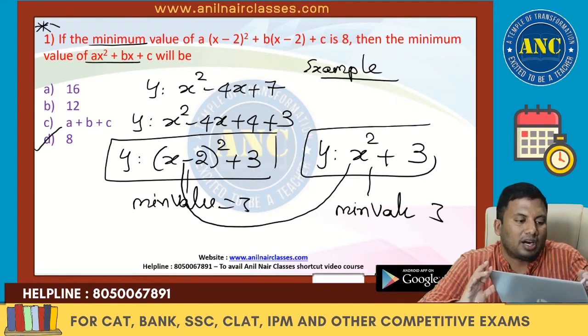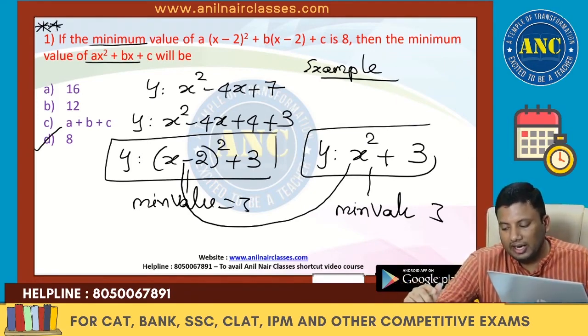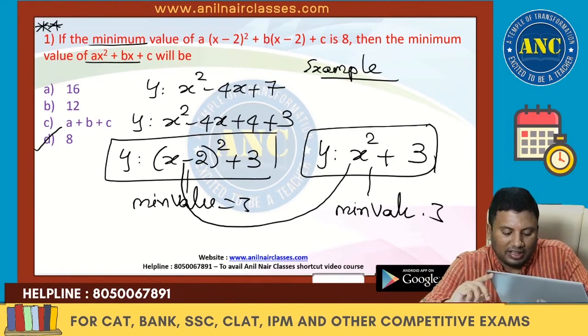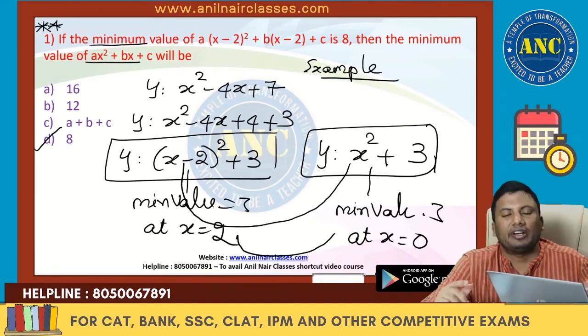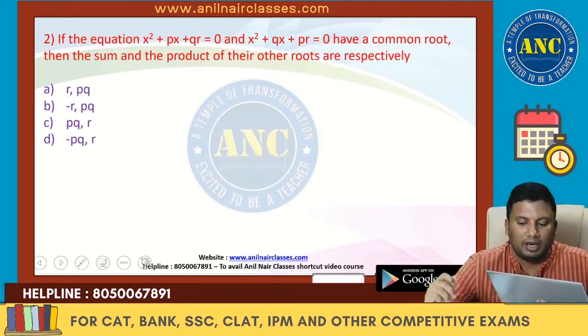Put a star mark on this question. People will think that it is a difficult question. It is an easy question if you understand it. The minimum value for this is 3 at x equivalent to 0. The minimum value here is 3 at x equivalent to 2. It is just shifting of the graph by 2 units. Shifting does not alter the minimum value.